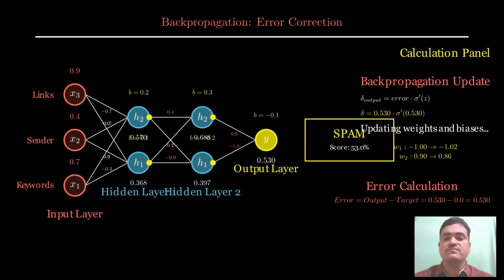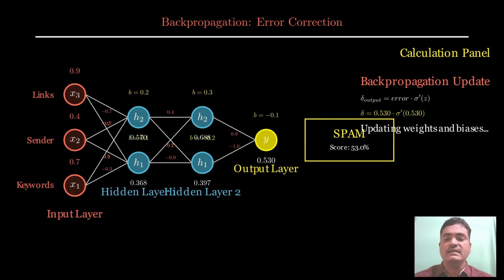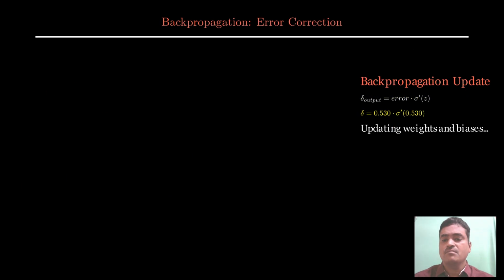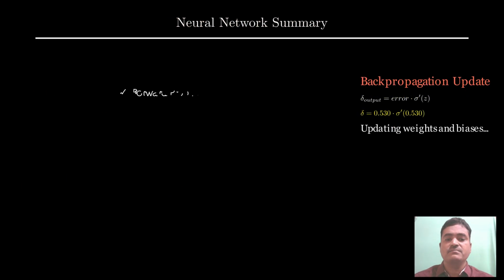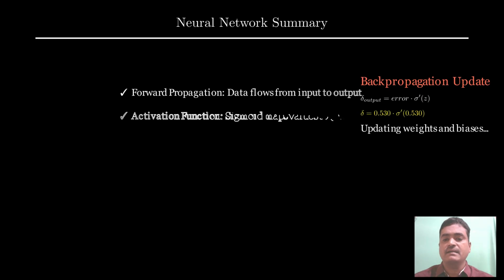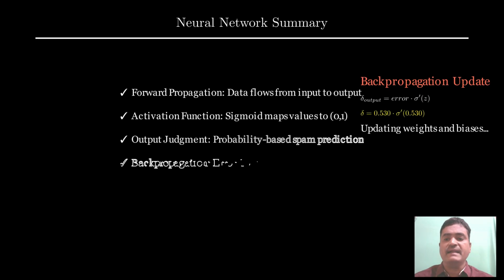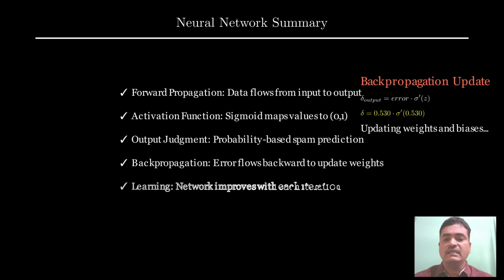The entire forward and backward cycle represents one complete learning iteration, demonstrating how neural networks improve their predictive accuracy through iterative weight adjustments, making increasingly accurate spam detection predictions as the network processes more examples and learns from its mistakes, gradually becoming better at recognizing patterns that indicate whether emails are spam or legitimate messages.